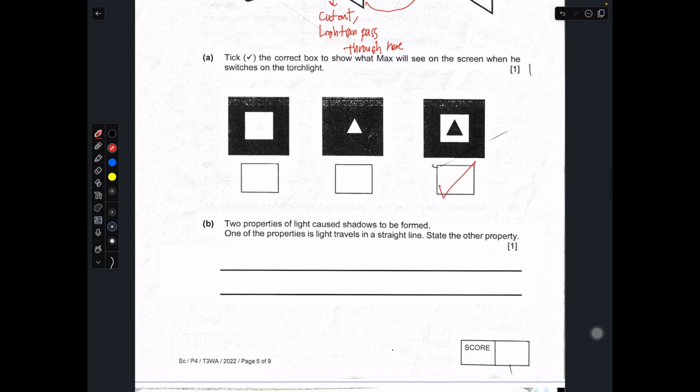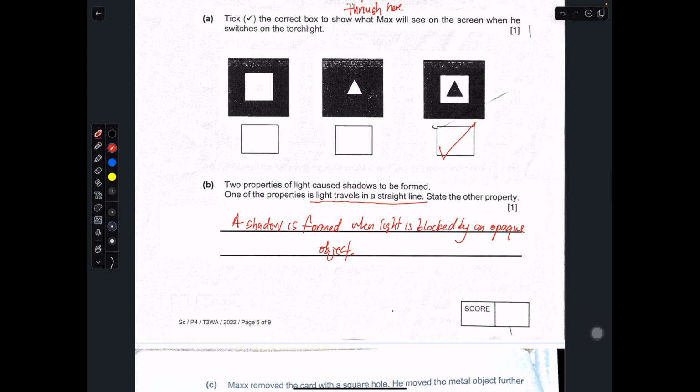Two properties of light cause a shadow to be formed. One of them is that light travels in a straight line. The other is that light can be blocked by an opaque object. So I'll write this down: a shadow is formed when light is blocked by an opaque object. This will be 1 mark.